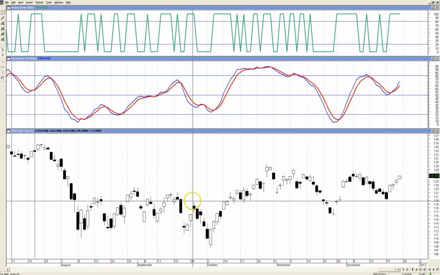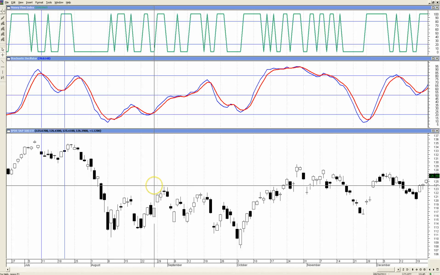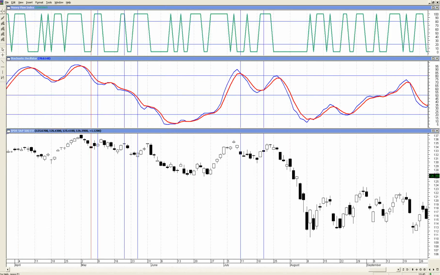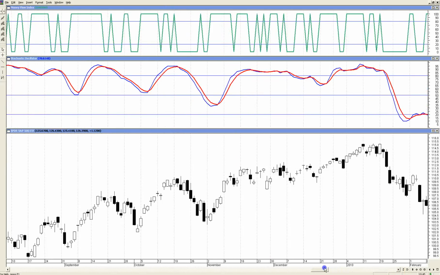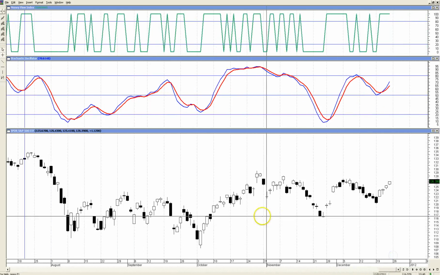So what else? Let's see. Going up here. Zoom over here, find some better examples here. That's kind of a choppy environment. It's a little bit tough to trade that.